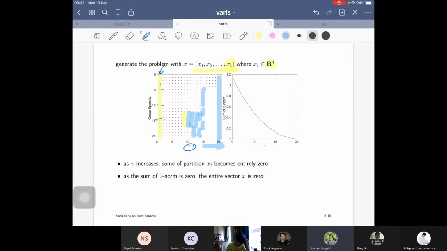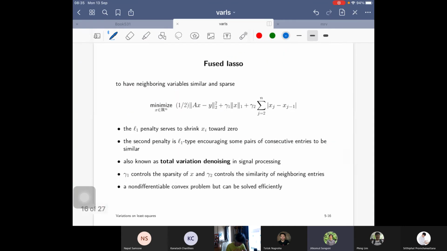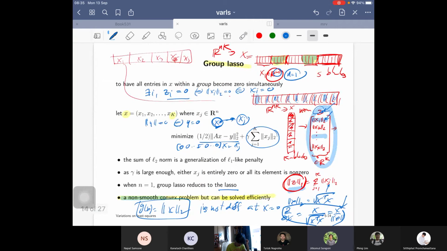Okay, so if I plot the relation between gamma and the sum of two norms, so these represent the sum of two norms in x. So as gamma varies, the sum of two norms is decreasing to 0. That means whenever it hits 0, the whole blocks of x are 0. Okay. Solving group Lasso, you can use CVX as well. Okay, so you need to define, implement the code. Just write the code to represent this term.